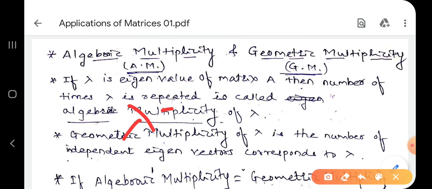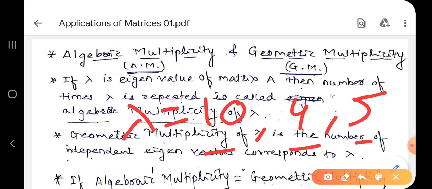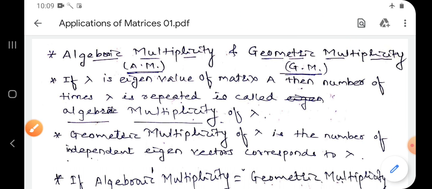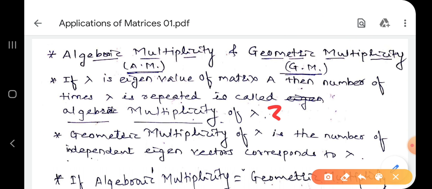If I take lambda equal to 10, 4 and 5, then each one is distinct. So each one has algebraic multiplicity 1, 1, 1. Understood? One more example I can take: 3, 3 and 2.